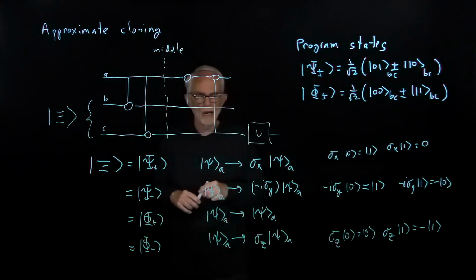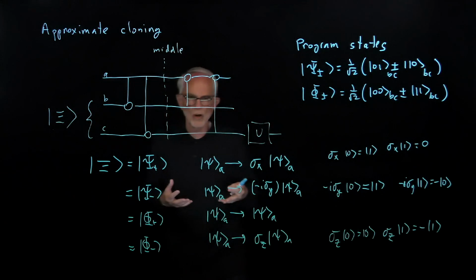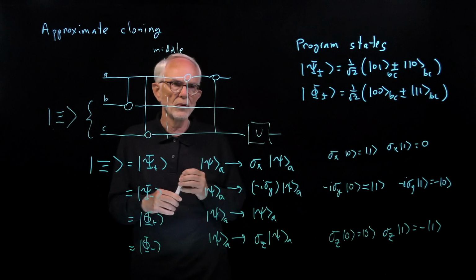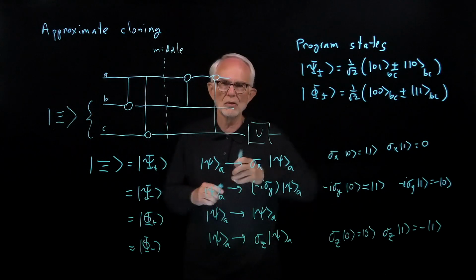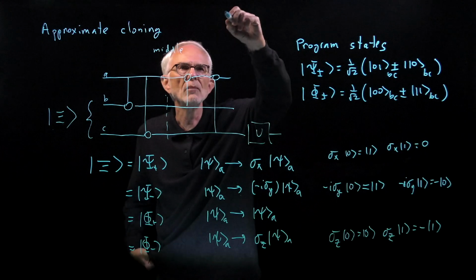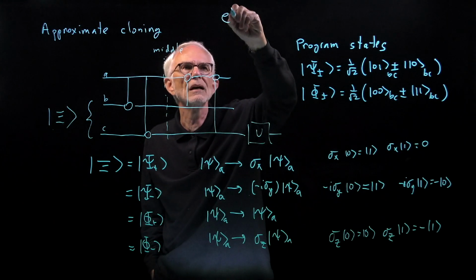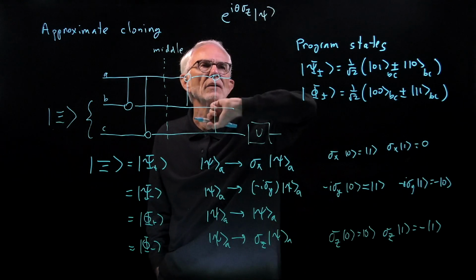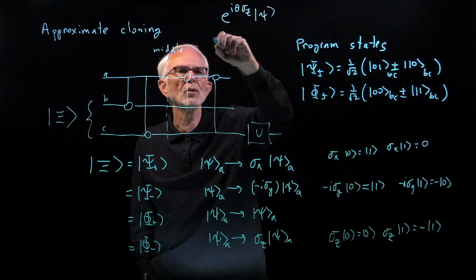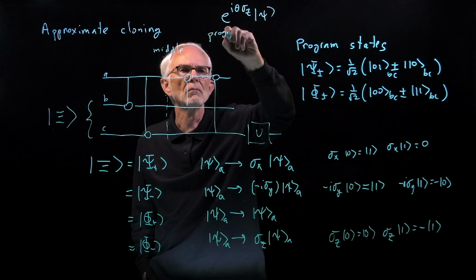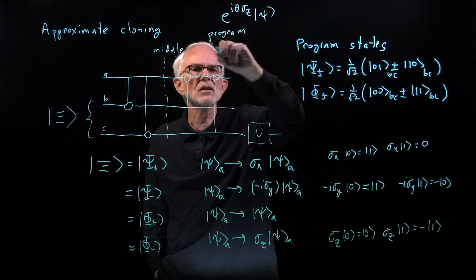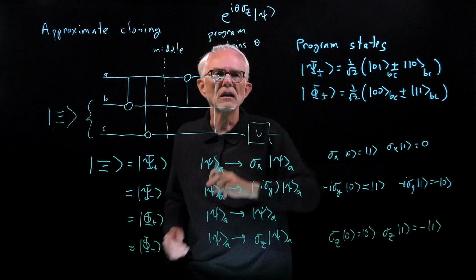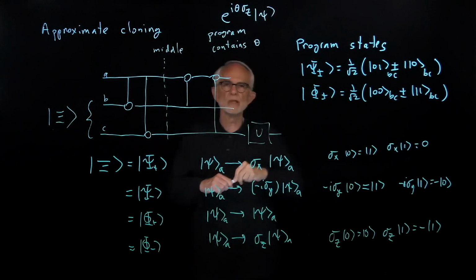So then the question is, what kind of limitations are there on programming a quantum circuit like this? For example, suppose we wanted to do something like this. Suppose we wanted to be able to perform, say, e to the I theta sigma z acting on psi, okay? And we wanted our program to contain theta. So we would control the theta by means of a program state.